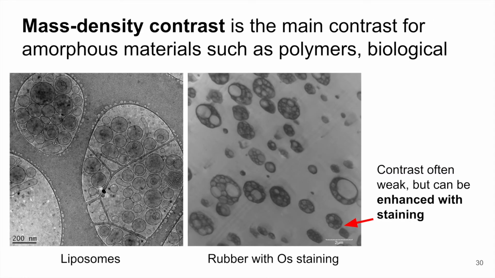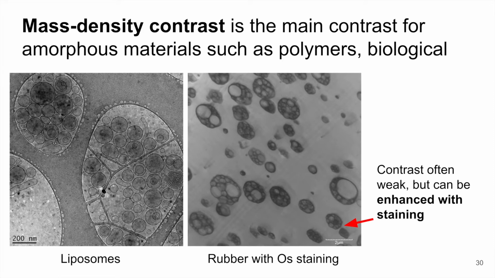All right, so about this mass density contrast, we are going to see different mechanisms for contrast in TEM, but this one is particularly important when we're looking at amorphous materials. So you could probably think of quite a few types of amorphous materials, glasses and so forth, but also polymers. A lot of polymers are amorphous, and also biological samples tend to be amorphous. And so this is really the only mechanism we have of contrast.